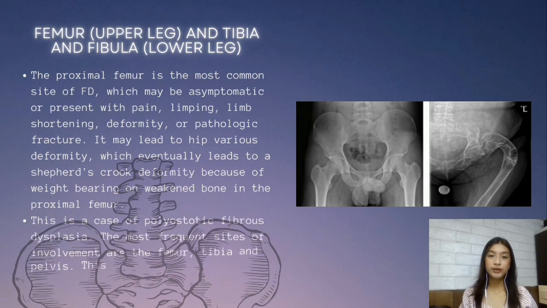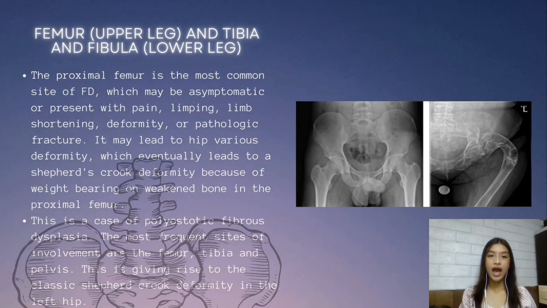Next one is the femur or upper leg. As we visualize in this X-ray photo, this bone part is the common location of fibrous dysplasia, which may be asymptomatic or present with bone deformity. Because of weight bearing on weakened bone in the proximal femur, it can lead to hip deformity and to shepherd's crook deformity.